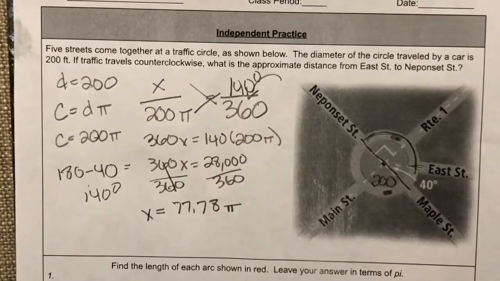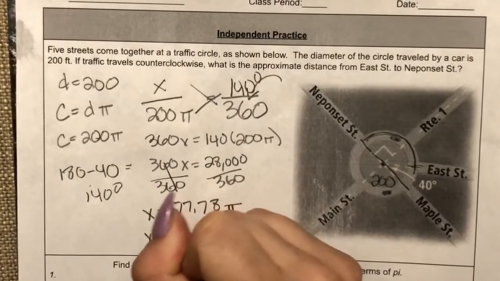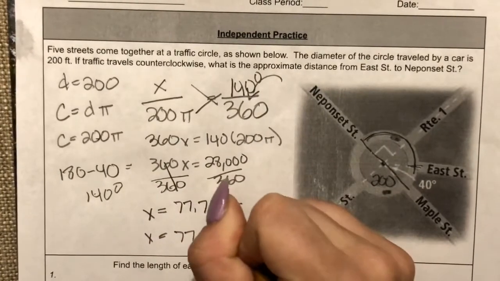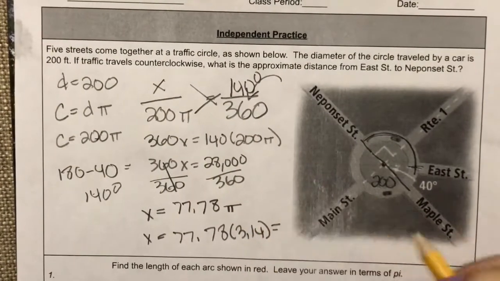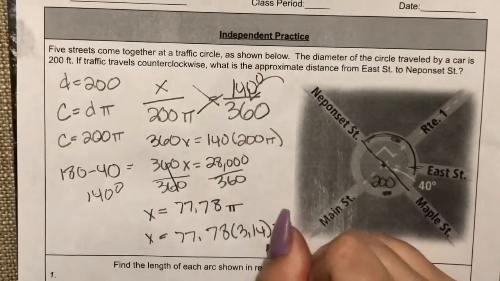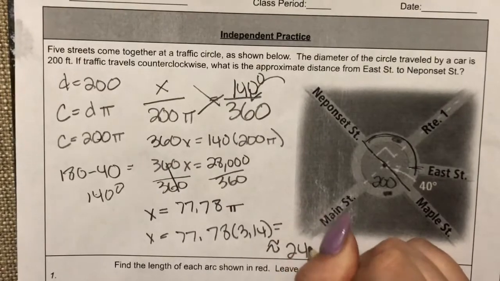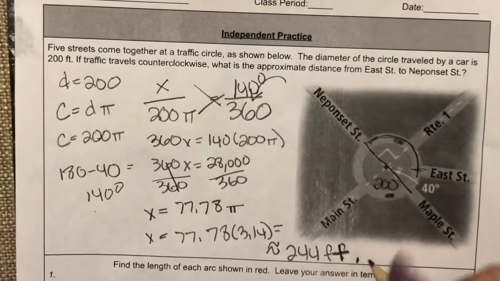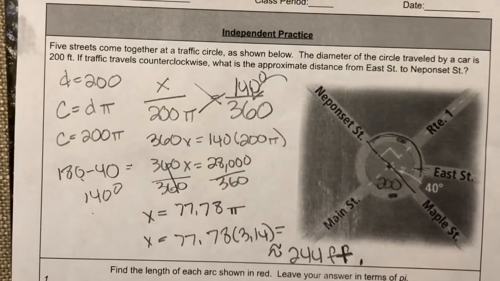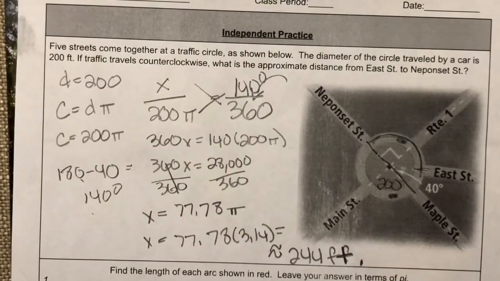But then, of course, we want to make sure we actually answer the question, and answering the question in terms of pi doesn't really make sense here, so we are going to convert to a decimal. And it gives me approximately 244 feet. Now, since the instructions didn't say round, that's why I'm using the approximate indication here.